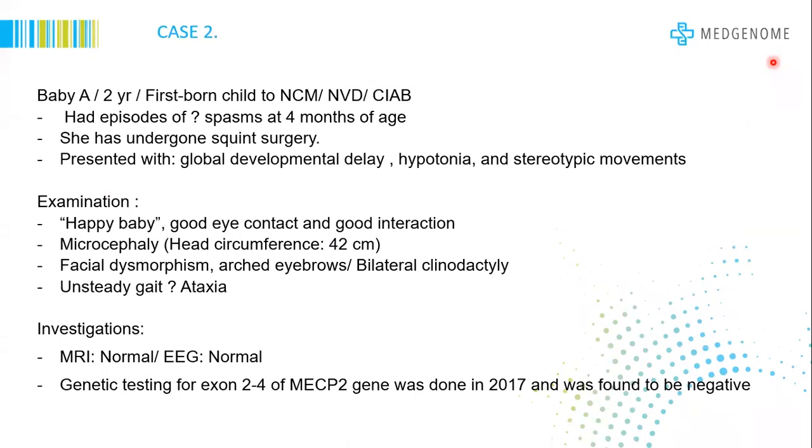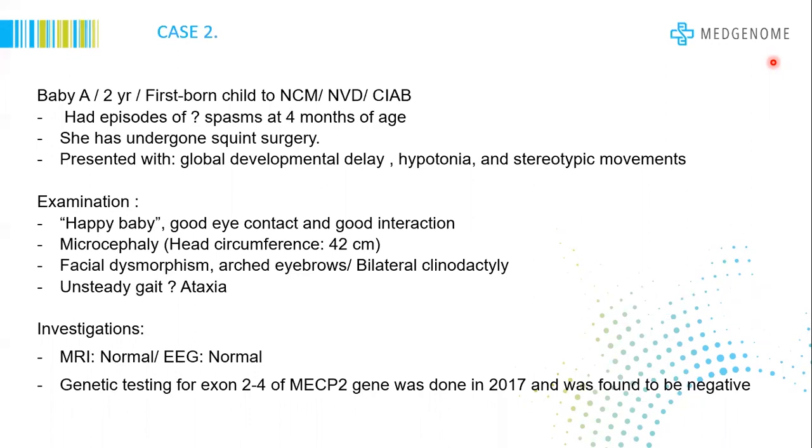This is another child, again a 2-year-old, who had seizures since 4 months of age, underwent squint surgery, and was referred to a neurologist for global developmental delay, hypotonia, and certain stereotypic movements. On examination, there was very good eye contact and good interaction. But the child did have microcephaly, facial dysmorphism, and while walking, the child had features of unsteady gait, which could be ataxia. Now at 1.5 years of age, the child was diagnosed to be having Rett syndrome.